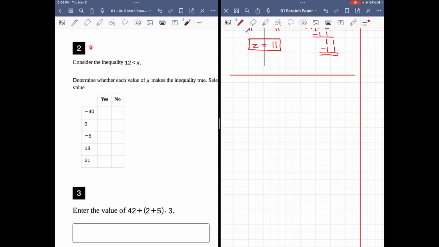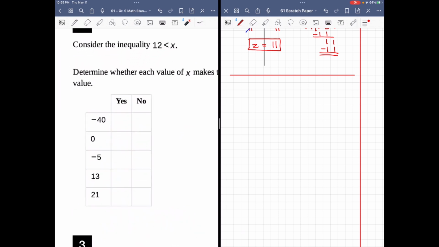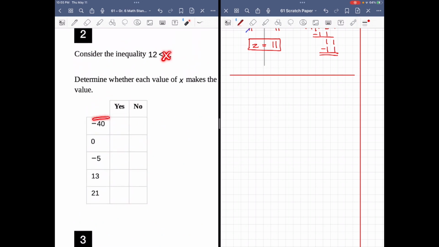Here is question number 2. Consider the inequality 12 is less than x. And we're going to test x against every single one of these values here. So we need to test 12 is less than negative 40. Is that true or false? 12 is less than 0. True or false? 12 is less than negative 5. 12 is less than 13. And 12 is less than 21. So instead of using x, we're going to substitute every single one of these values and answer whether it's true or whether it's false. So let's go set up our scratch paper.